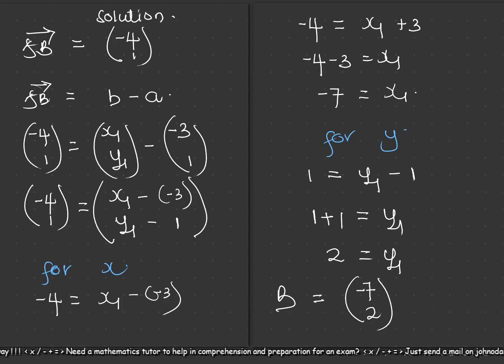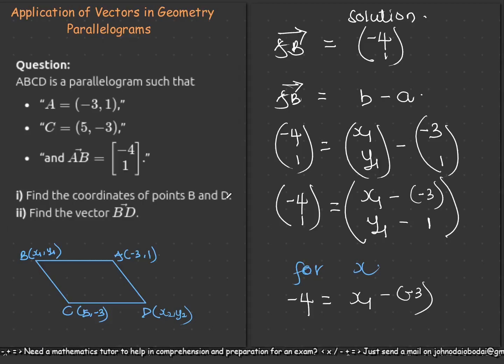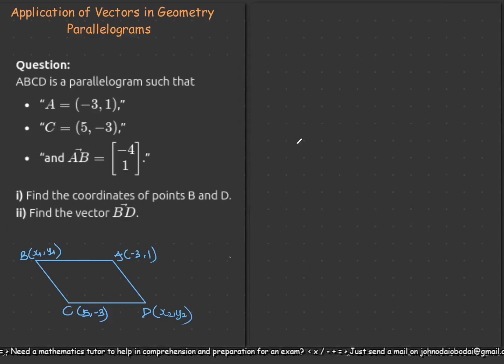Let's look at the next question. Now it goes on to say we should solve for D as well. Then how do we solve for D? It is still the properties we need in order to solve for D.